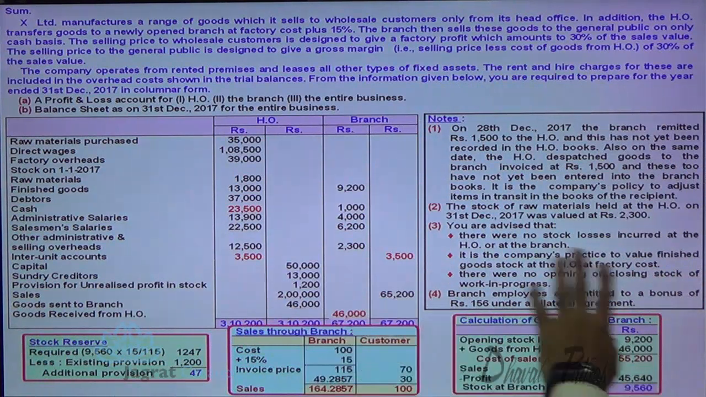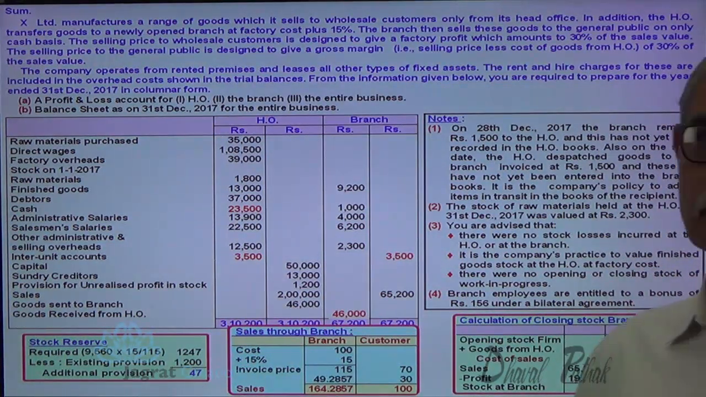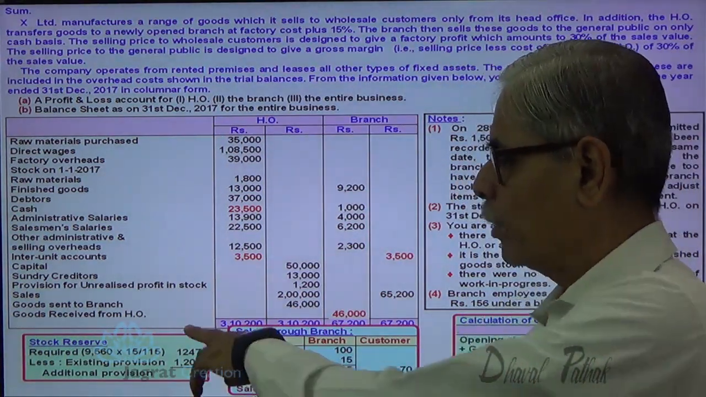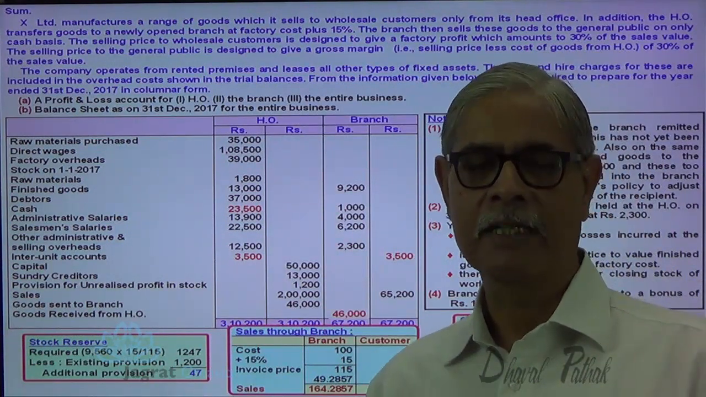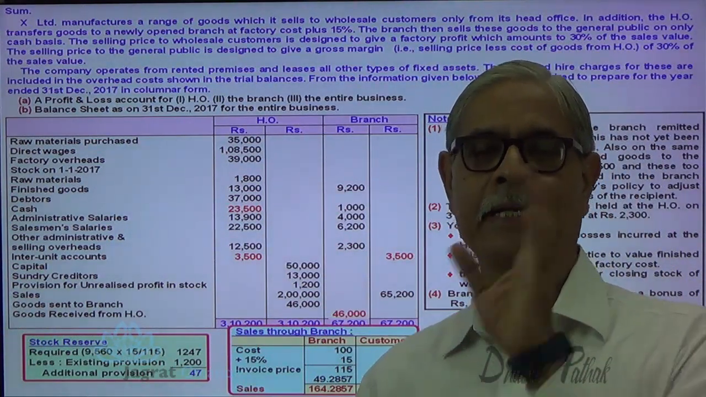Now this is how closing stock at branch at an invoice price, stock reserve additional required 47 is worked out. Closing stock at HO is also worked out.